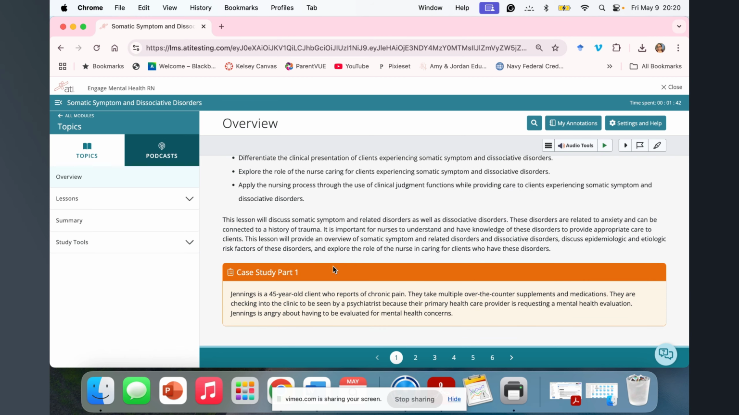We're going to go ahead and do this case study as I do these lectures. So if you are listening to it in your car, I'm going to read everything and we'll work through the process. All right, Jennings is a 45-year-old client who reports chronic pain. They take multiple over-the-counter supplements and medications. They're checking into the clinic to be seen by a psychiatrist because their primary healthcare provider is requesting a mental health evaluation. Jennings is angry about having to be evaluated for mental health concerns.